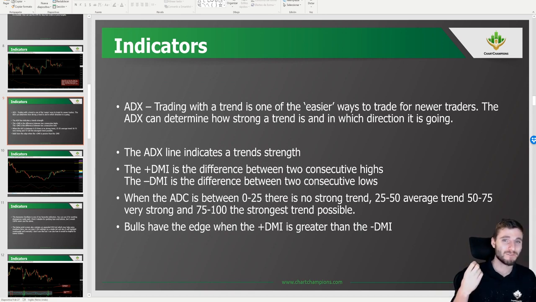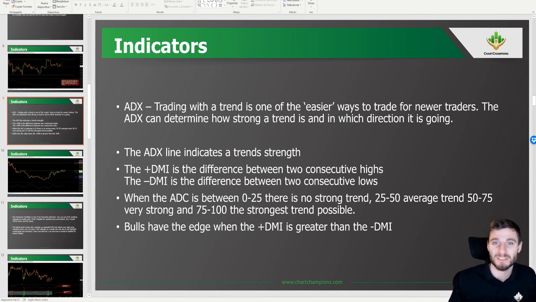But the reason I've included this tonight is because I believe for newer and intermediate traders it could be very useful. If you're confused what the trend is, this is going to basically tell you what the trend is, and how strong the trend is. You've all heard the saying, the trend is your friend, until it's not. But this is a good way of judging what the trend is.